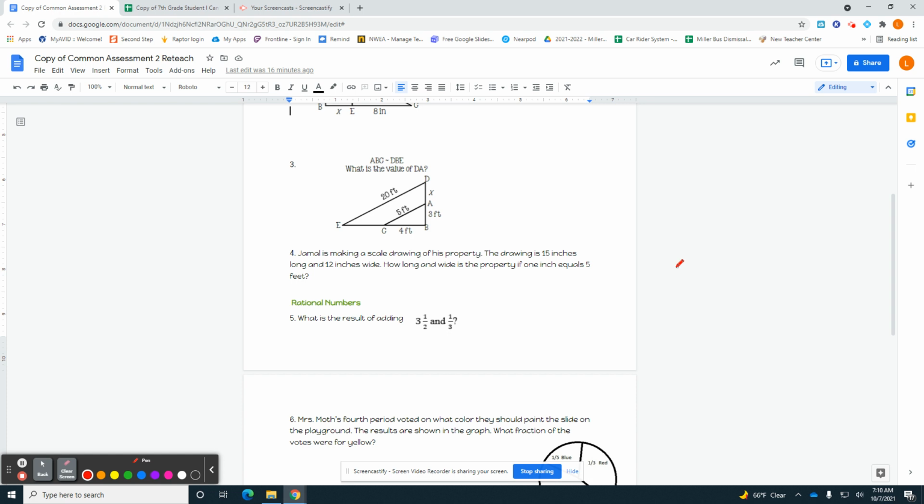So triangle ABC is similar to triangle DBE. So what is the value of DA? So we want the value of DA. Again, we just want this value here. So I'm going to start by redrawing my triangles. So that's my larger triangle. That's my smaller triangle. So my larger triangle is DBE. And my smaller triangle is ABC.